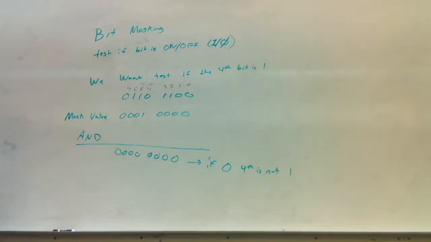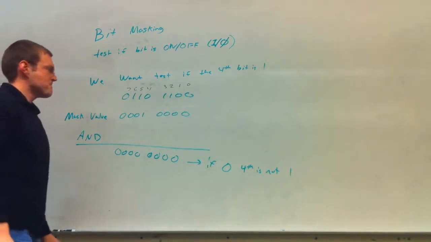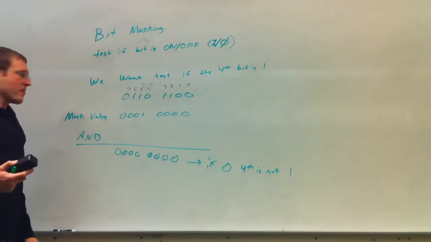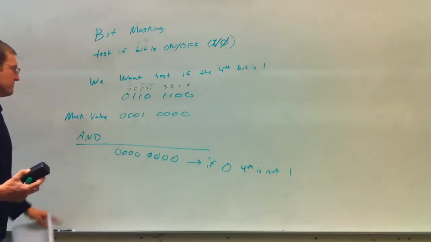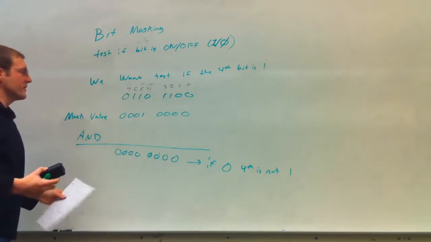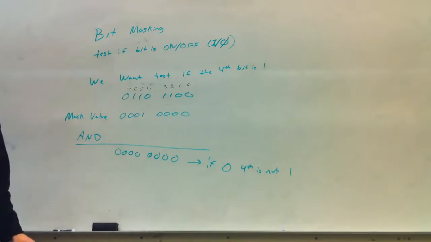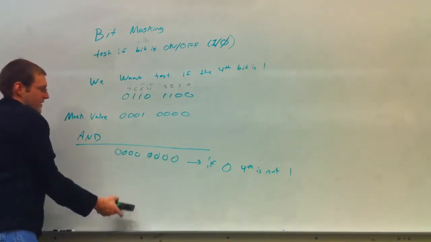So whatever the bit is, you create a mask that has a 1 in that position and AND it with your number, if I want to test if it's on. If you want to test with 0, it's a little bit more tricky, but it's the same kind of logic.